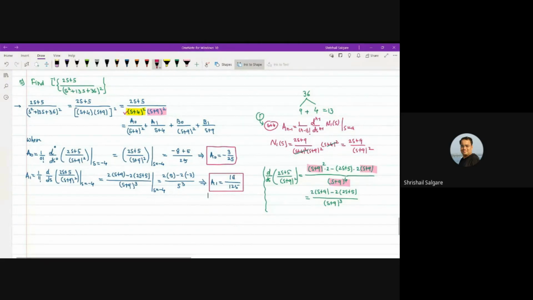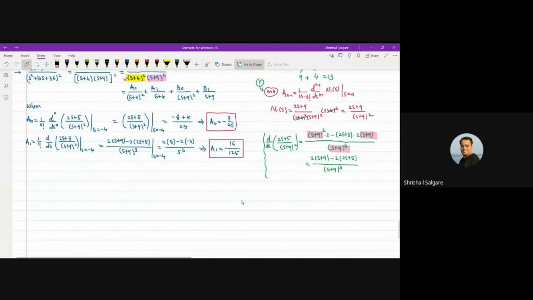Now for B, the formula is the same. Suppose the second factor for B, what is N1 of s if you are calculating? What is N1 of s in the second case? Directly remove the term below from the main function. What comes? 2s plus 5 divided by (s plus 4) bracket square. Correct? (s plus 4) bracket square.